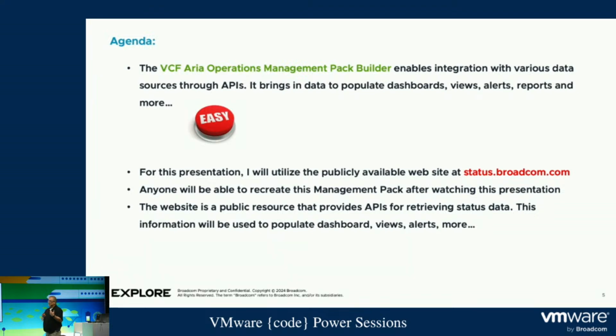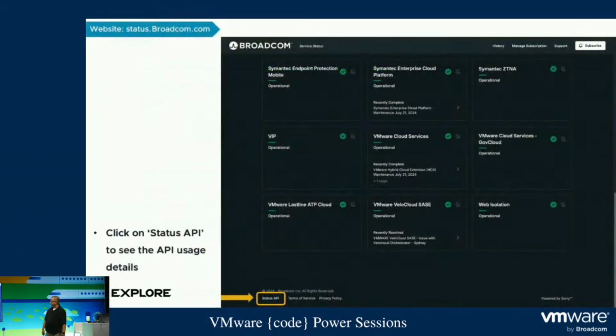I was looking for a source that anybody sitting here could go back home and test if you install the management pack. There's a website called status.broadcom.com, and it shows you the status of all their web services. They do a really good job of explaining how the APIs work, so that's what I'm going to show you. What you learn here, if you have another source that's an API, you can do the same thing. So here's the website.